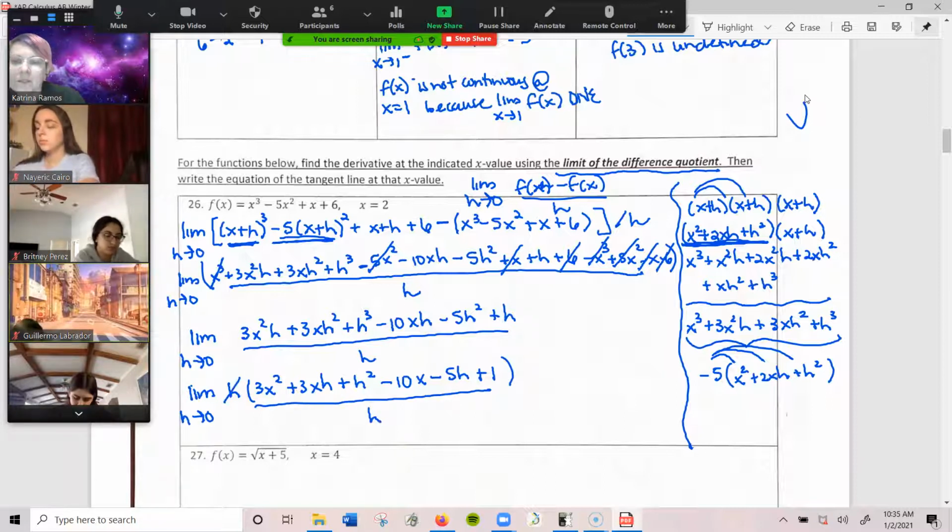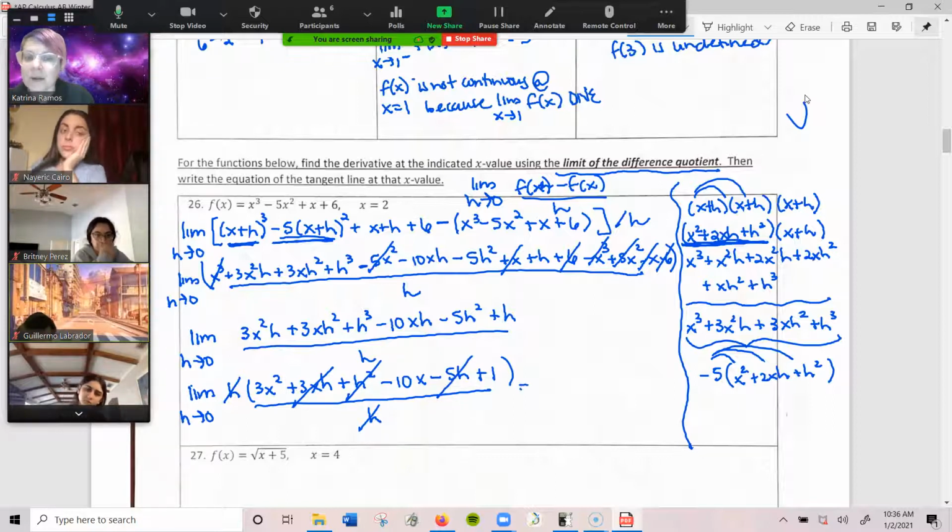So now the h's cancel. And now I'm left with just this. I no longer have h in the denominator, so now I can plug in that 0 for h. So wherever you see an h here, if you plug in 0, it's going to be gone, right? Because it's going to get multiplied by 0. So this is 0, this is 0, and this is 0. And we end up with our final answer of 3x squared minus 10x plus 1.